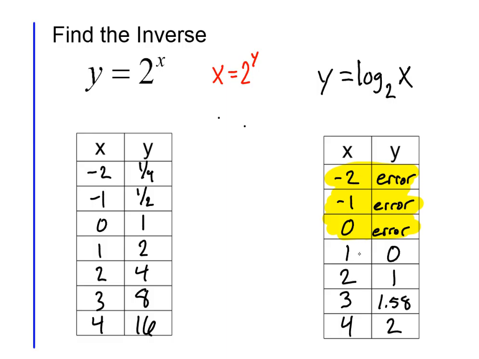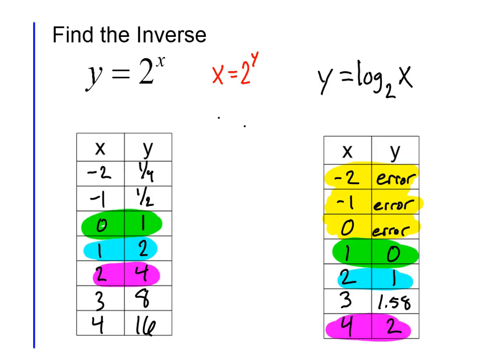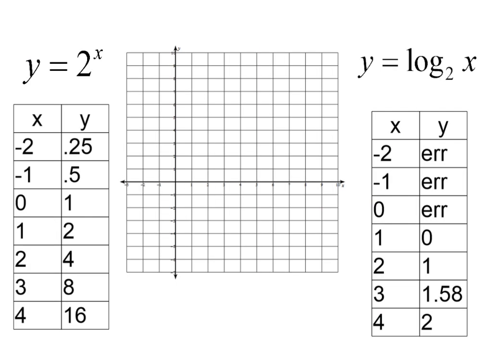Also, there are some spots where you can easily see that the x and y are switched, which is what an inverse means, such as (0, 1) and (1, 0), (1, 2) and (2, 1), and (2, 4) and (4, 2). So the x and y values are switched around. Let's graph each of these set of points and see what the graphs of the exponential 2 to the x power and the logarithmic log base 2 of x look like and compared to each other.